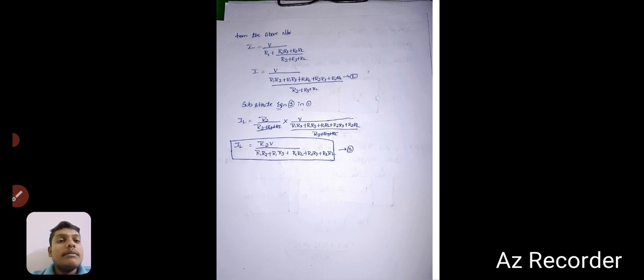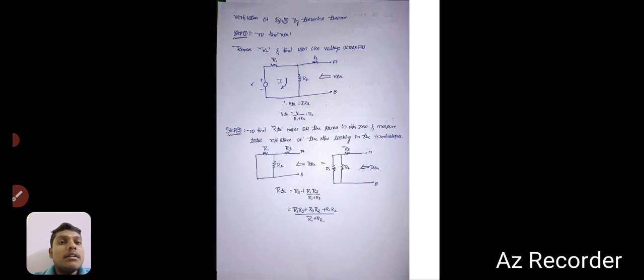Now finally we get IL is equal to R2 into V divided by R1 into R2 plus R1 into R3 plus R1 into RL plus R2 into R3 plus R2 into RL. Let's consider this as equation number 3. Now verification of equation 3 by using Thevenin's theorem.